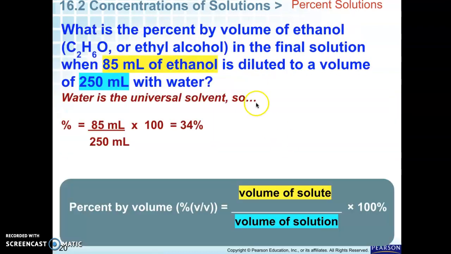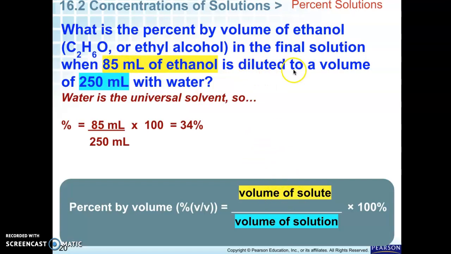So in my problem right here, okay, I highlighted ethanol, and then we've got water. Now we know that water is our universal solvent, right? Okay, so let's just go ahead and read through the question. What's the percent by volume? So percent is what we're looking for. Okay, and then it's talking about ethanol. Ethanol is definitely going to be our solute. Okay, so that's going to be the volume that we put on top.